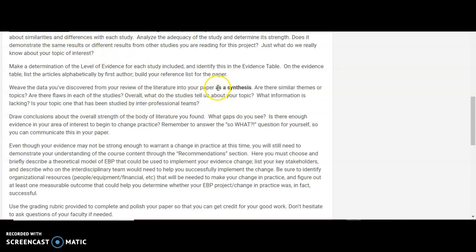You'll notice highlighted here is that you're doing this literature review as a synthesis. So what does that mean? It means that you're not going to write about article number 1 and then write about article number 2 and then write about article number 3. You're actually weaving the data you've discovered from your review of the literature into a synthesis. What are the similarities? What are the differences? Are there flaws in all of the studies or one of the studies? Overall, what do the studies tell us about your topic?